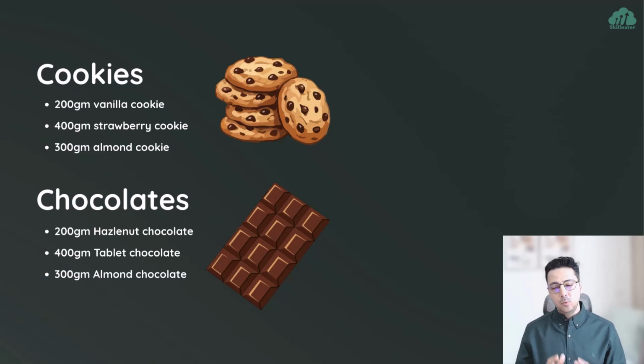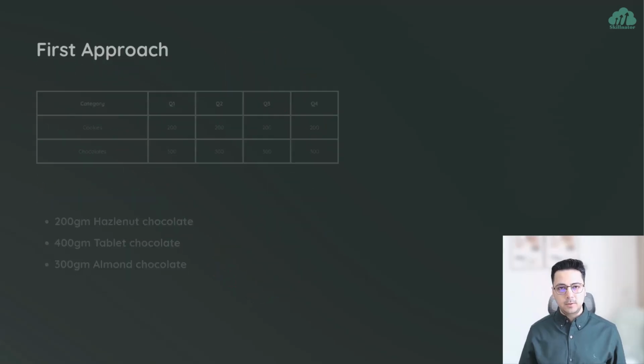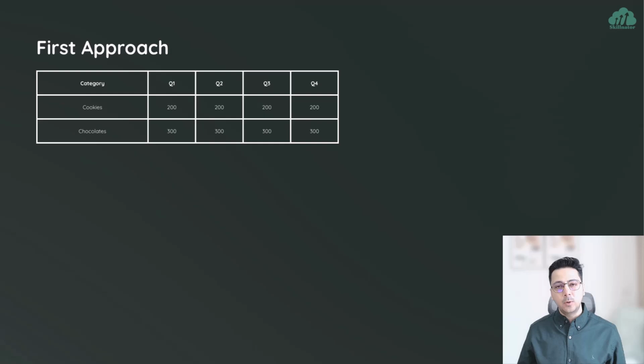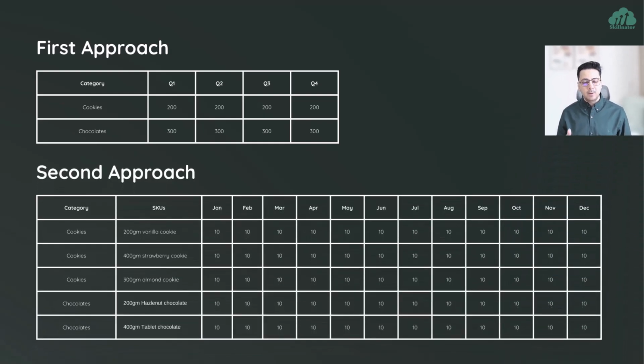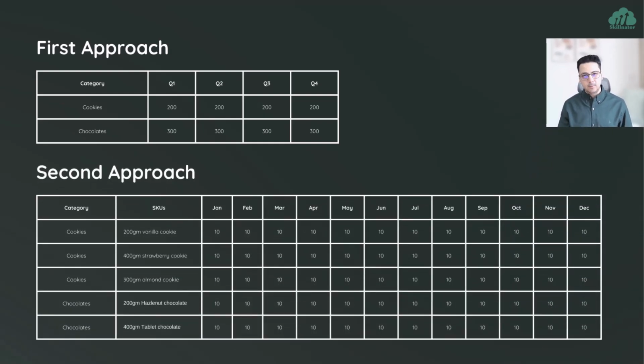There are broadly two ways in which you could approach this. In the first approach, you forecast demand on a higher or an aggregated level. For example, you will say that the cookies are going to sell 200 units each quarter and the chocolates are going to sell 100 units for each quarter. This is the first approach. In the second approach, you forecast demand at a much more granular and detailed level. For example, by SKU, by month, and possibly by location or channel.